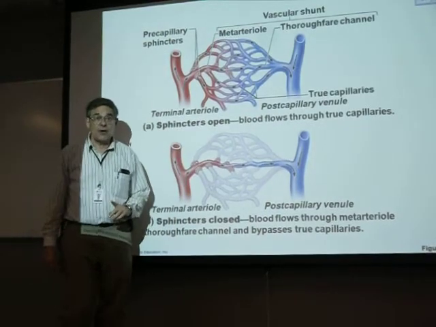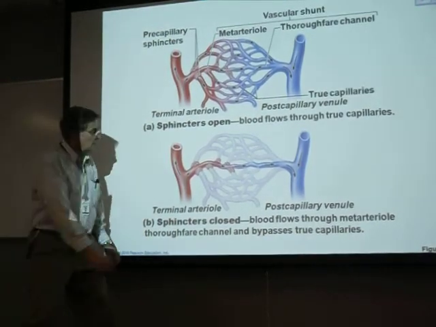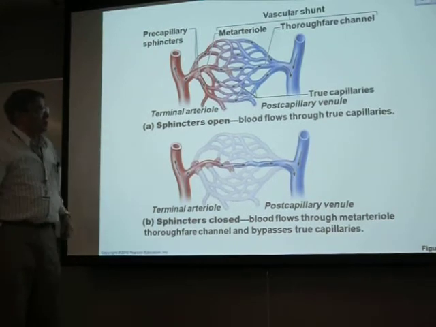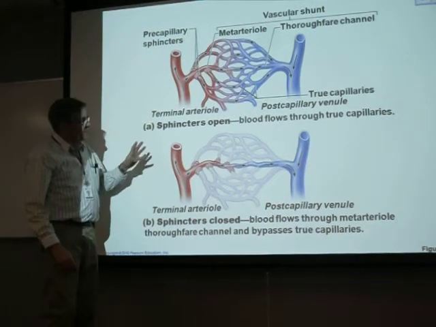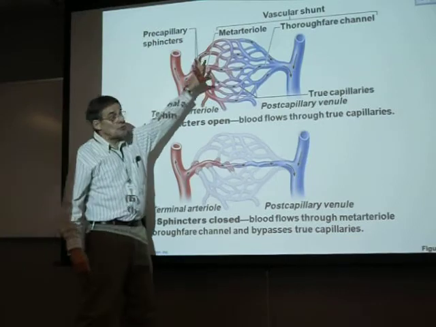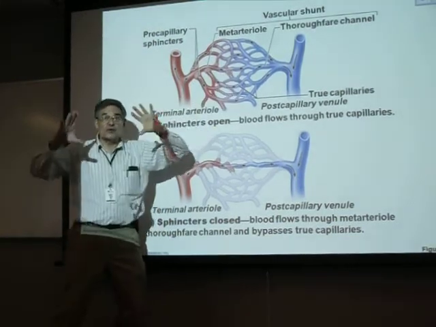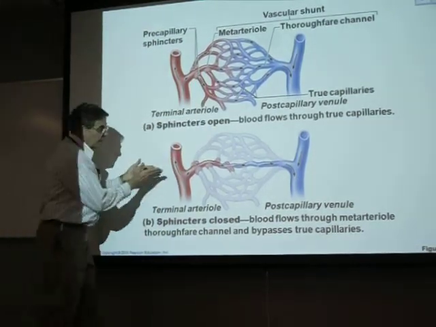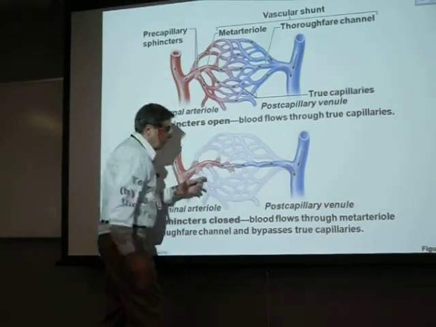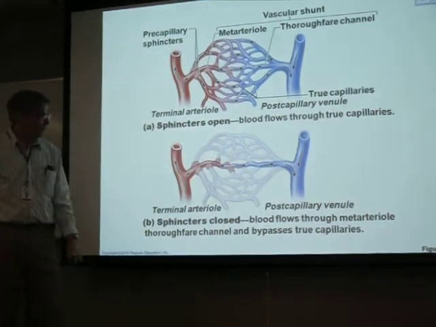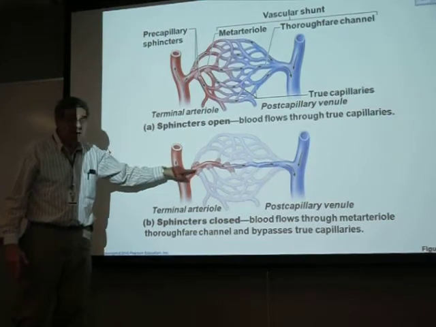What determines the blood flow? Rings of smooth muscle called precapillary sphincters. When the sphincters are open, the blood flows through the true capillaries, you can see here. When the sphincters are closed, like shutting a valve, then the blood flows directly from arteriole to venule via the vascular shunt. So it's the smooth muscle here that controls the flow.